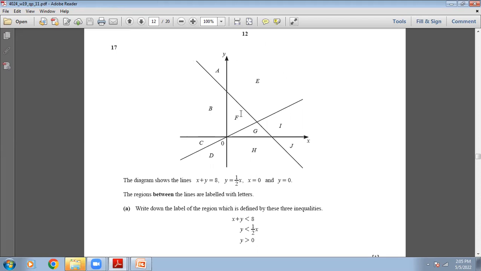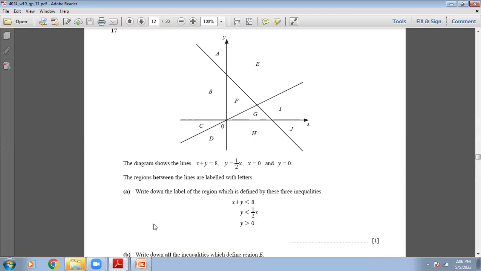So this is this line. Its y-intercept is positive 8 and its gradient is negative because when you move to the right, it's going downward. This line, y equals to 1 by 2x, it's a line whose y-intercept is 0 and whose gradient is positive 1 by 2. So it will pass through the origin and its gradient is positive, so it is going upward as you move to the right. So this line is this one. X equals to 0 is this line. And y equals to 0 is this line.